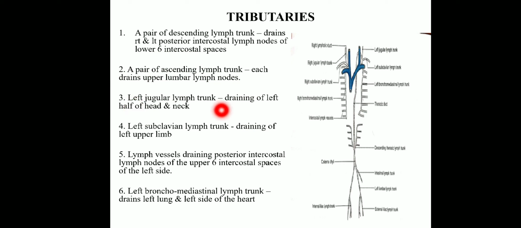The left jugular lymph trunk that drains the left half of the head and neck. The left subclavian trunk that drains the left upper limb. And the lymph vessels that drain the posterior intercostal lymph nodes of the upper 6 intercostal spaces, but only on the left side. And the left bronchomediastinal lymph trunk that drains the left lung and the left side of the heart. So these are the 6 important tributaries of the thoracic duct.